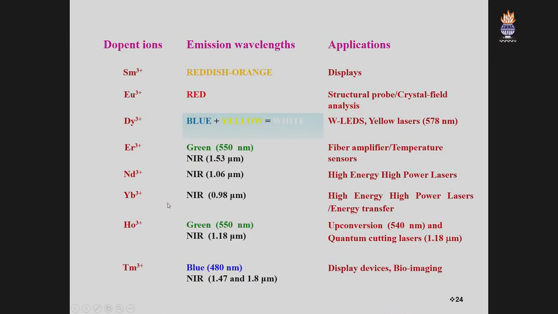And why we want to choose these dopants, and what are their structure characteristics that we should know before selecting any rare earth oxides. Like I've given here, samarium oxide. So what is the wavelength where it will emit? The emission wavelength of samarium is in the reddish and orange region, and usually these materials are used in display device applications. So like this, we can choose any rare earth oxide on the basis of their characteristics and their emission wavelengths.